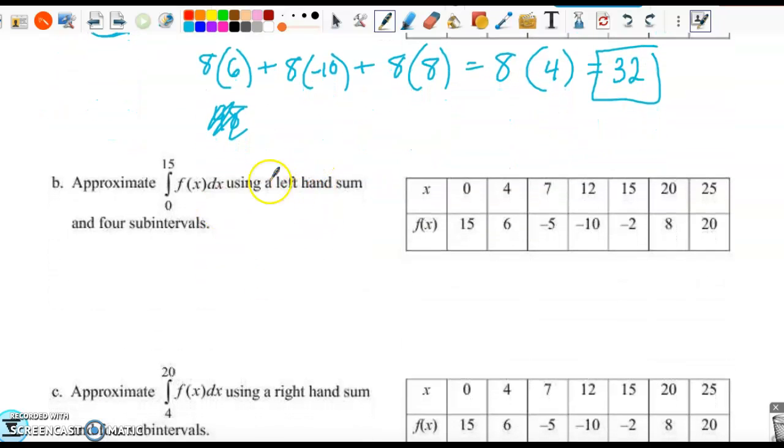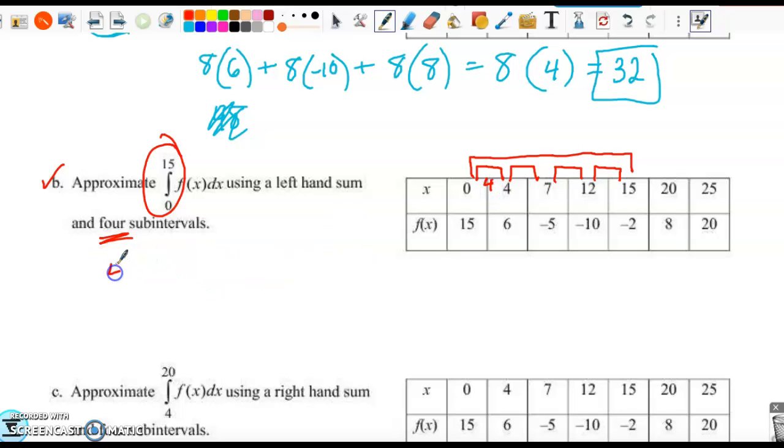Okay, let's do 0 to 15 now. So 0 to 15, and we want 4 subintervals. So I'm actually going to use, this is a good problem. I'll put a little check mark. This is a good problem. 1, 2, 3, 4. All right, so what's the width of the first rectangle from 0 to 4? That's a width of 4. Now, which height do I use? It's a left Riemann sum. So between 0 and 4, 0 is on the left of 4, so you use 15.